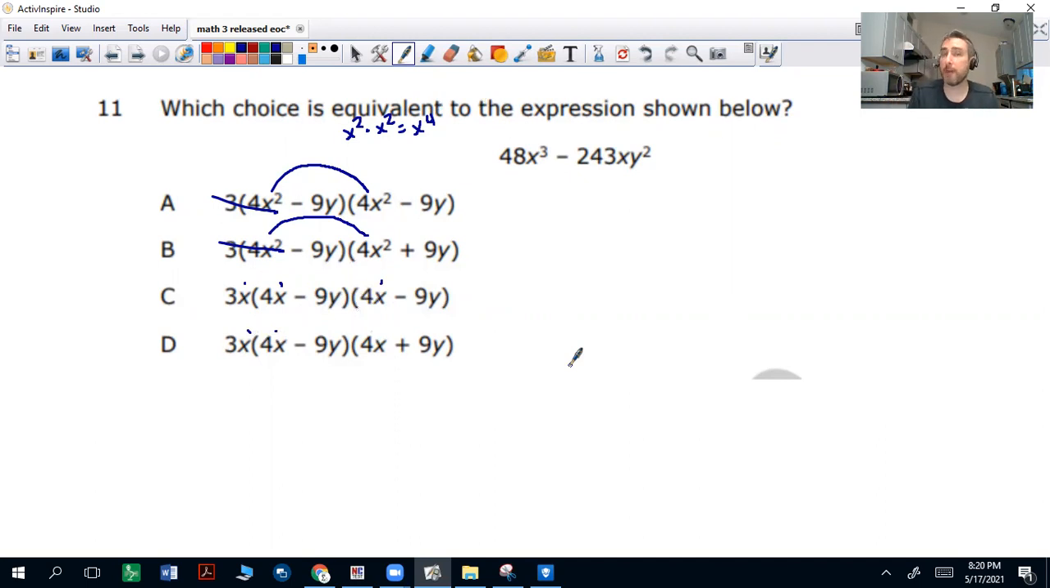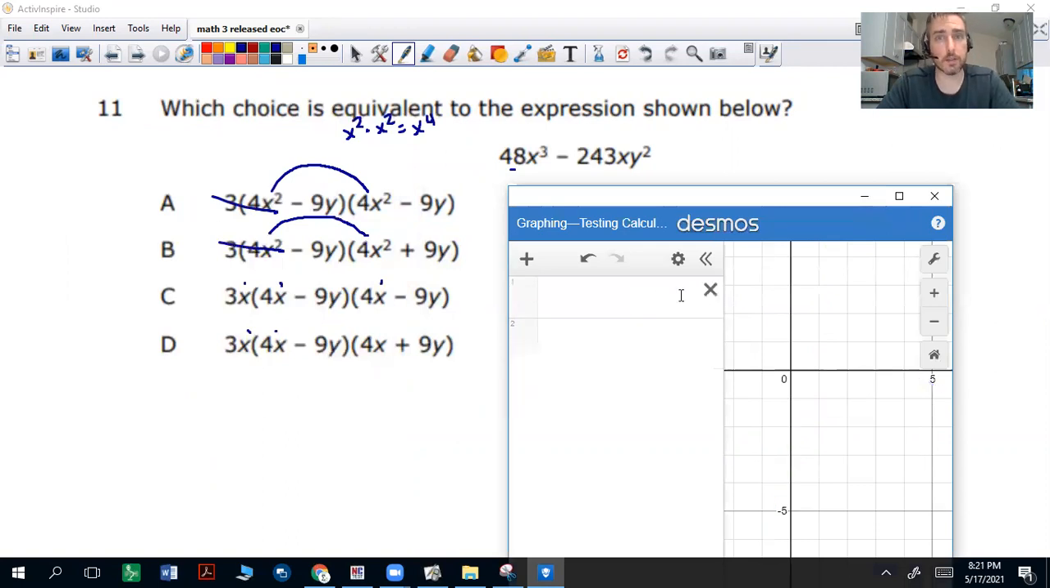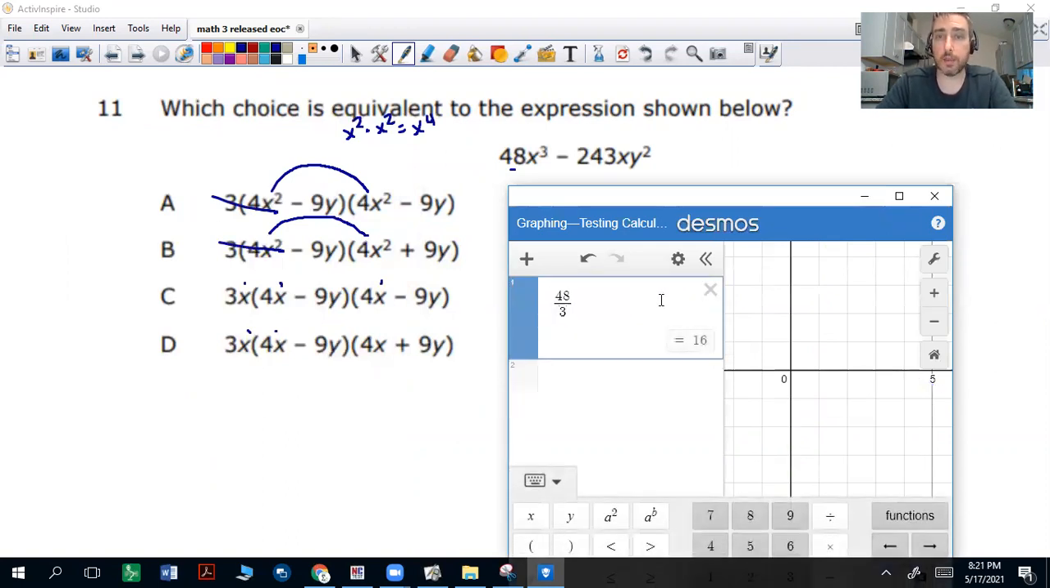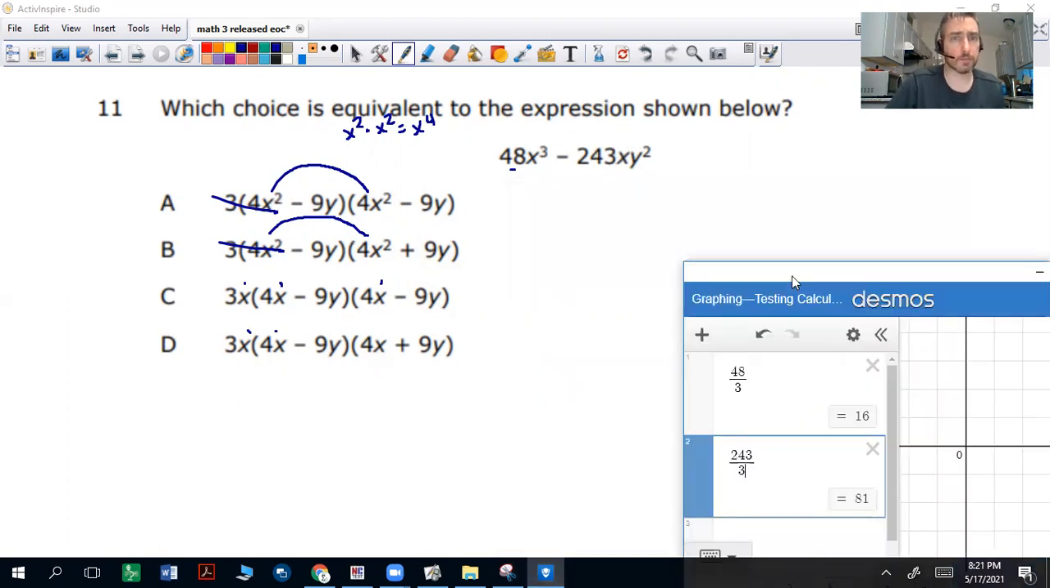But now we have to go into some factoring techniques to be able to get this problem. Well, my spidey sense is telling me, based off my answer choices, that both 48 and 243 are divisible by the number 3. Really? Is it? Are you sure, Mr. Weiser? Yes. 48 divided by 3 is 16. 243 divided by 3 is 81. Oh, man. All right. And look at that. This has an x cubed and an x. I can also take out an x. So the GCF is going to be 3x.